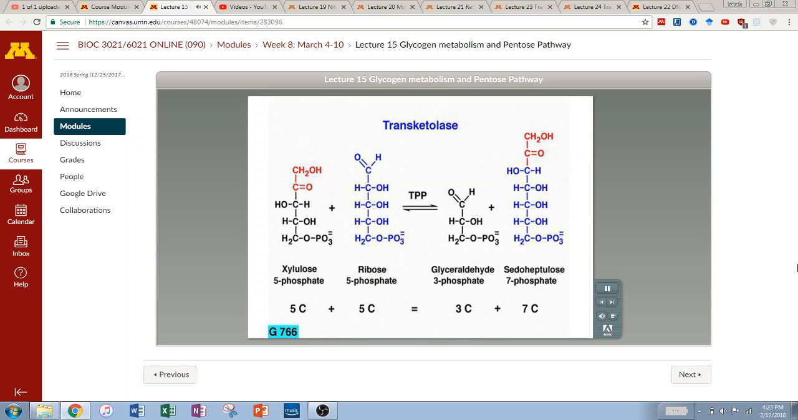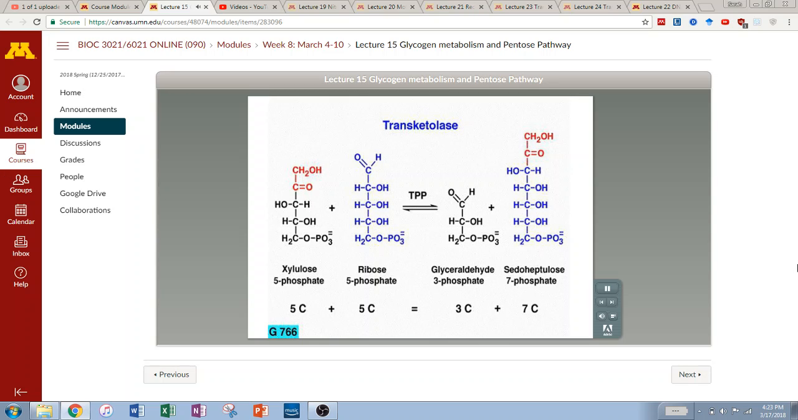In the transketolase reaction, the 2-carbon fragment coated in red is transferred from xylulose 5-phosphate to ribose 5-phosphate. The products of this reaction are glyceraldehyde 3-phosphate and sedoheptulose 7-phosphate. In this reaction, 2 C5 compounds are converted to 1 C3 and 1 C7 compound. The sedoheptulose 7-phosphate is a new bird, and a big bird at that, with 7 carbons.